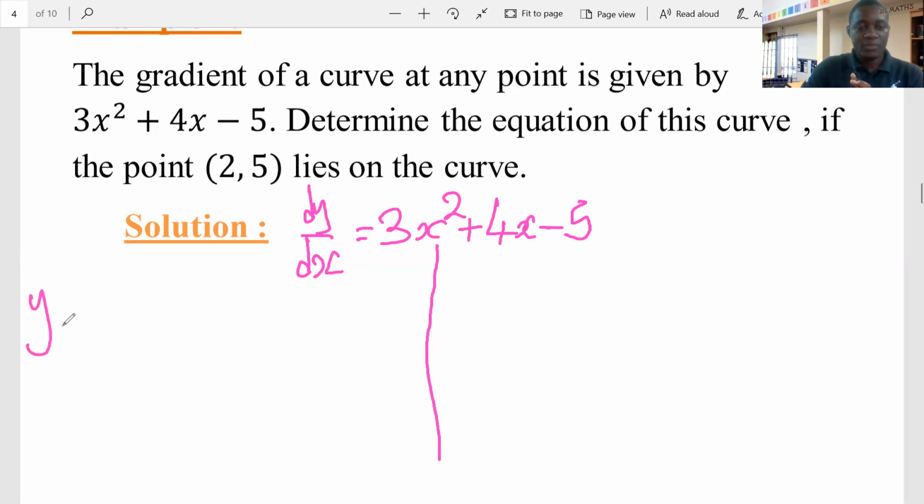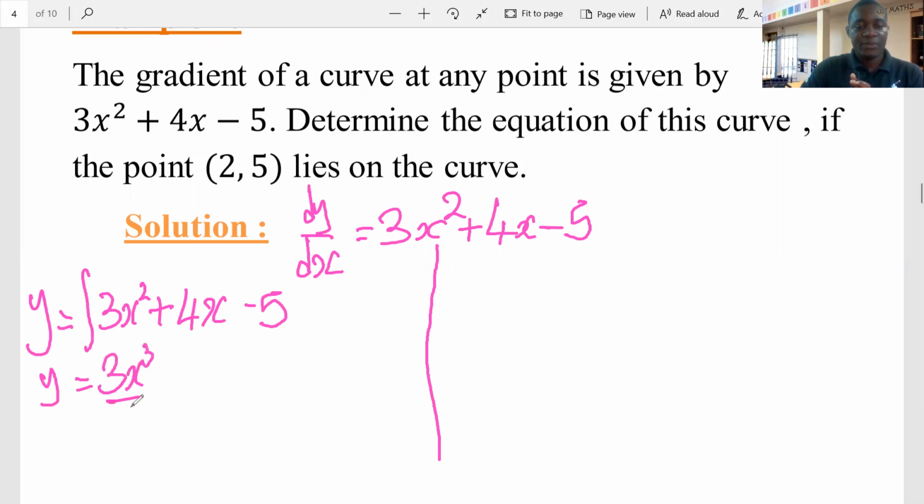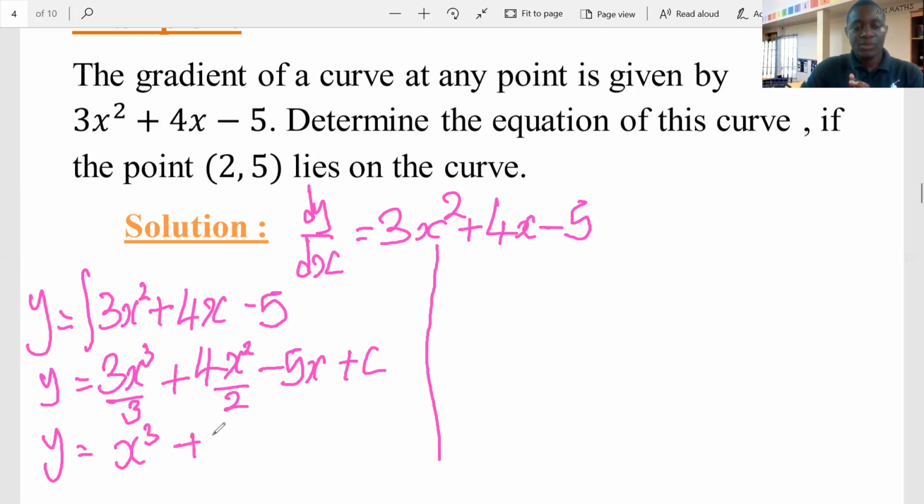our y function will be the integral of 3x squared plus 4x minus 5. And the result of that will be y is equal to 3x to the power of 3 divided by 3 plus 4x to the power of 2 divided by 2 minus 5x plus c. We can simplify that to give us y is equal to x to the power of 3 plus 2x to the power of 2 minus 5x plus c.